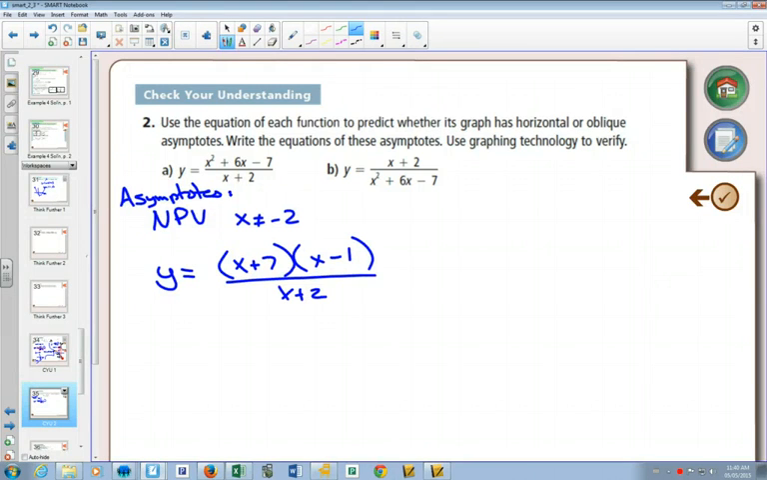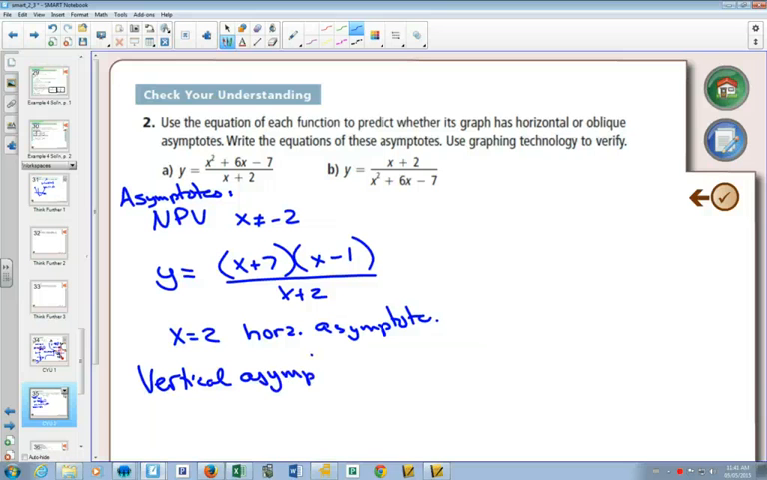Nothing simplifies, so we know that we have a vertical asymptote at x equals -2. So I always start with my horizontal asymptotes. After I'm done my horizontal asymptotes, I'm going to look next for my vertical ones.